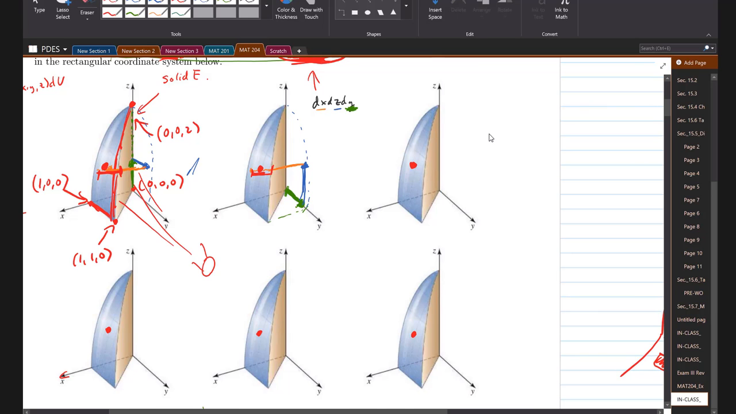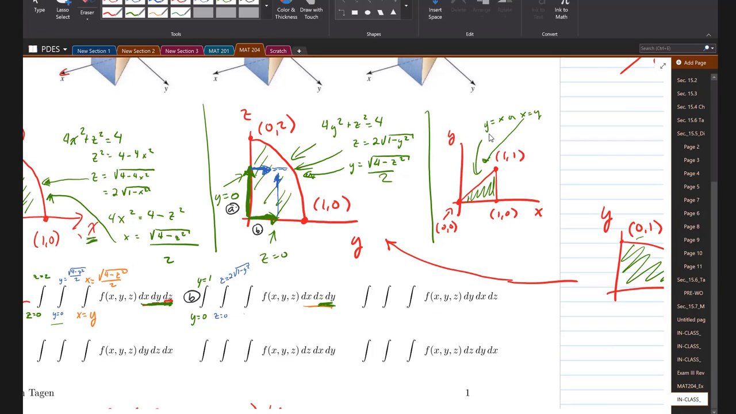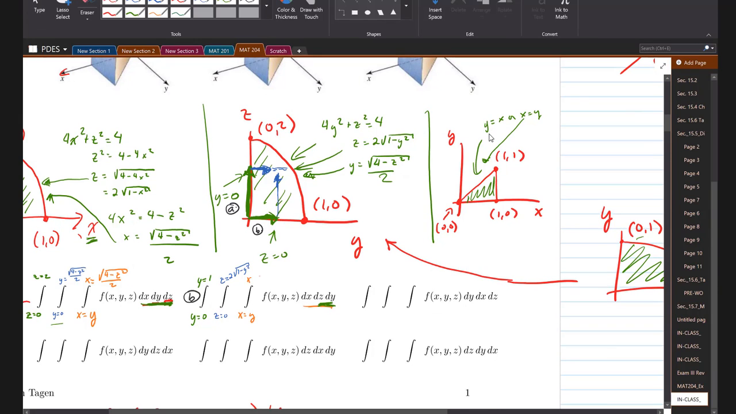So that part didn't change, right? Does everyone see that? That part didn't change. We're still going to go from x equals y to x equals the square root of 4 minus z squared all over 2.